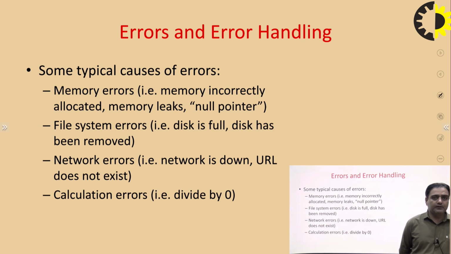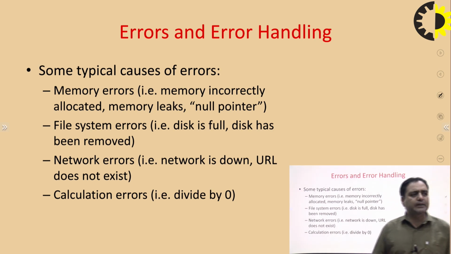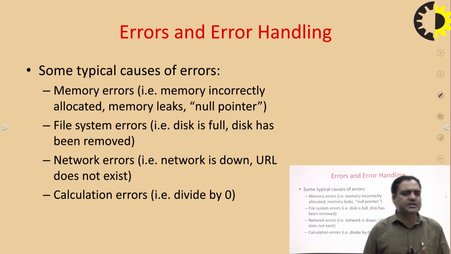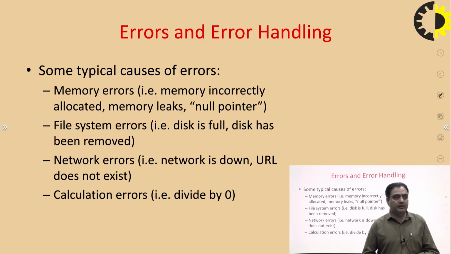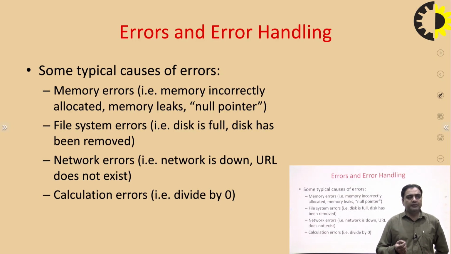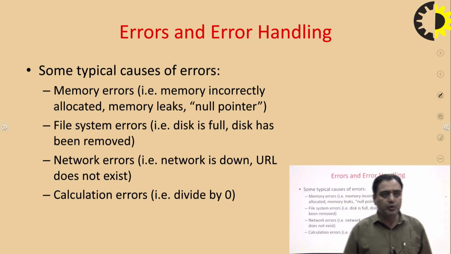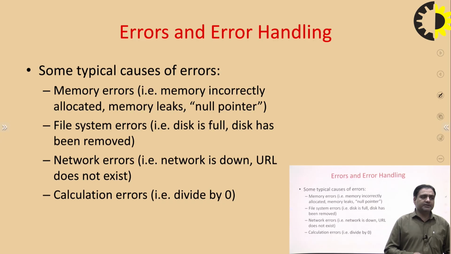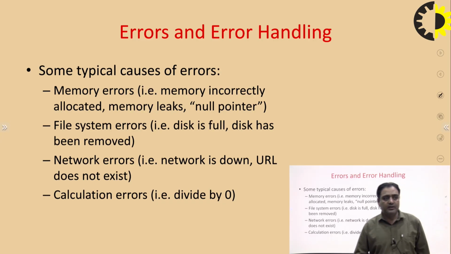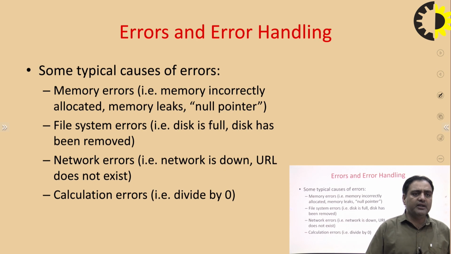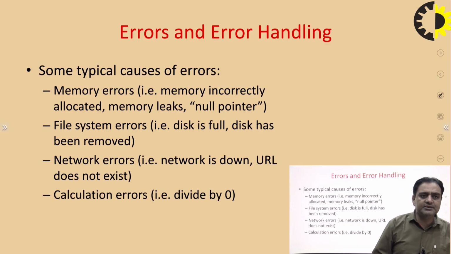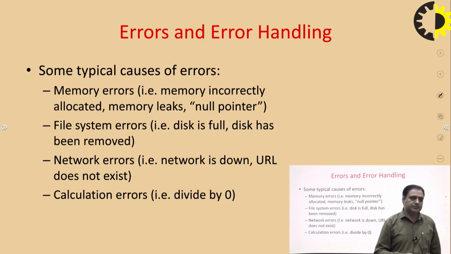There are file errors, network errors, memory errors, calculation errors, logical errors, and some other types of errors. If you want to store a particular object in memory, but the memory is full and there is no space in the main memory to allocate the object, how can you handle this scenario? We can handle these types of errors via exception handling.